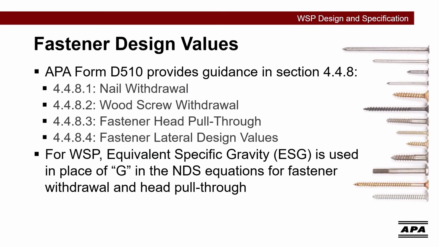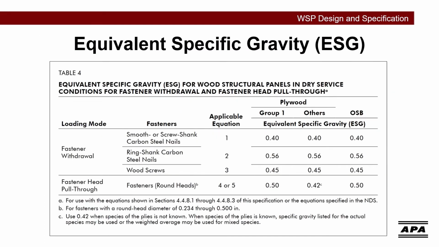APA Form D510 provides guidance on reference fastener design values in Section 4.4.8. Subsections address the determination of nail withdrawal, wood screw withdrawal, fastener head pull-through, and fastener lateral design values. For wood structural panel design, the equivalent specific gravity, or ESG, of the wood structural panel replaces lumber specific gravity in the NDS equations. This slide shows Table 4 in Form D510, which provides equivalent specific gravity, or ESG, for various combinations of loading mode, fasteners, and panel types.